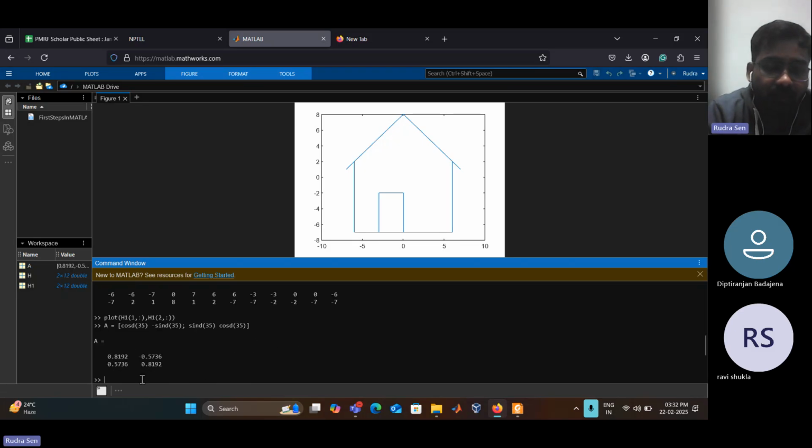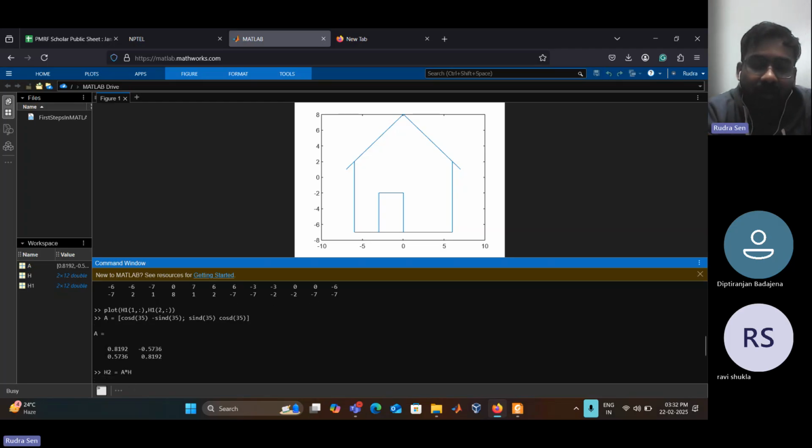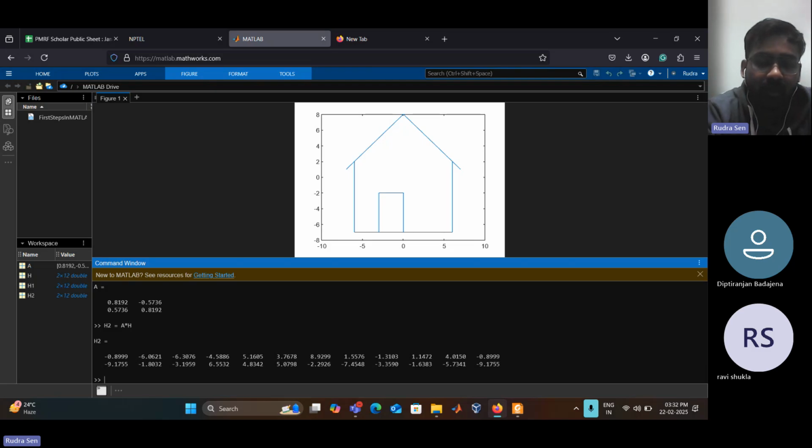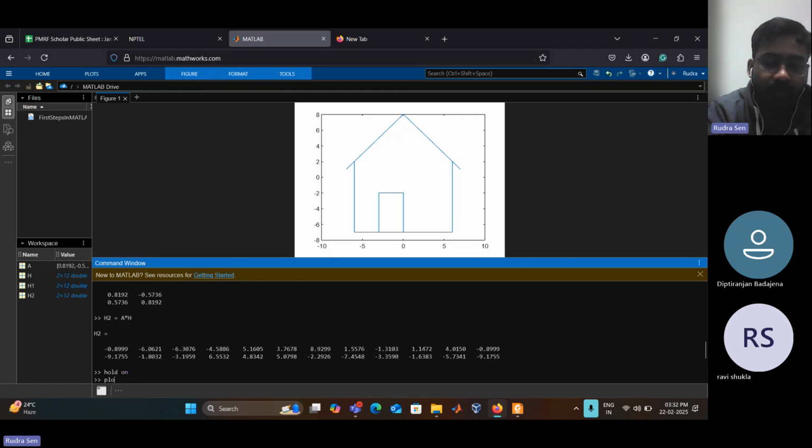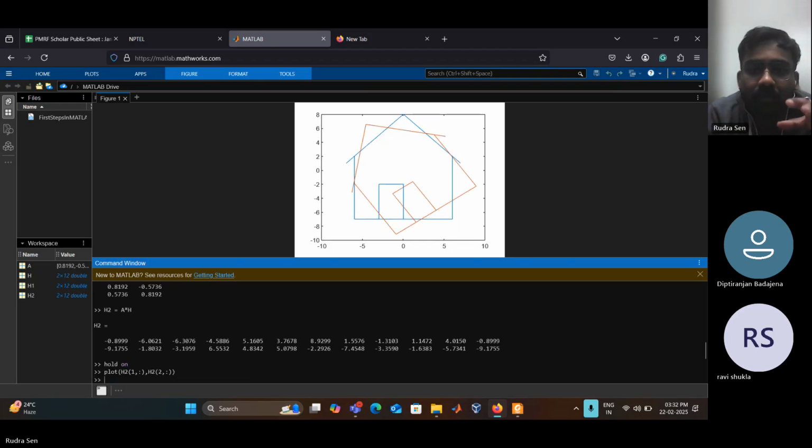Now if I do the transformation, H2 is my new transformed matrix, where each vector of H is multiplied with the A matrix. So I will get a different H2. Now if I plot this H2, it is basically shifted by 35 degrees, right?